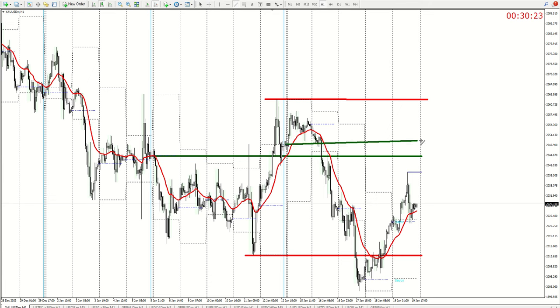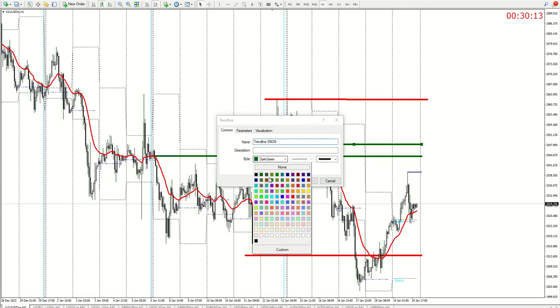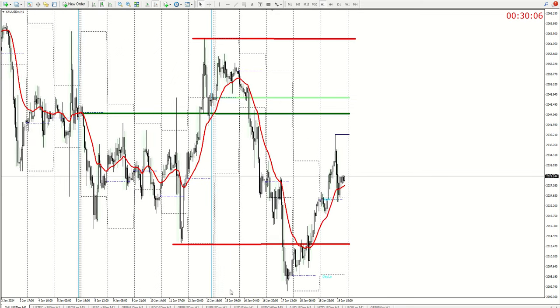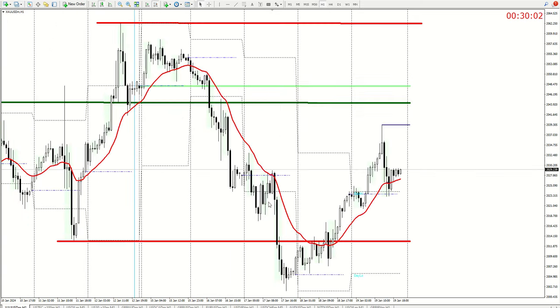And I will do it like this. For me, I used to label these levels, but I no longer do that because I know the colors that I've used for each and every level. So guys, these are the most important levels for those who are new. Now let's blow this up a little bit.